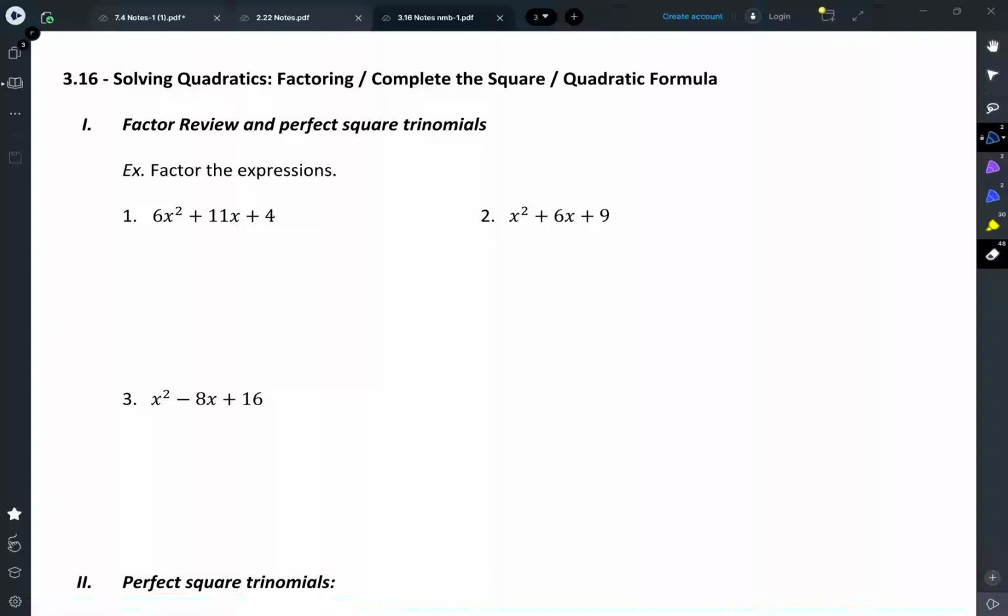Hello class. Today we're looking at different ways to solve quadratics: factoring, completing the square, and the quadratic formula. So first we're going to do a little factoring review. Your teacher might have used this as a warm-up.